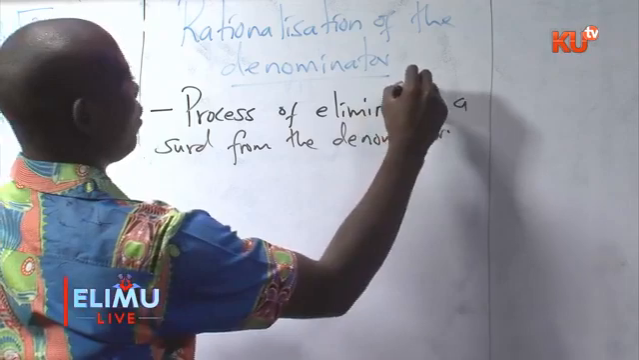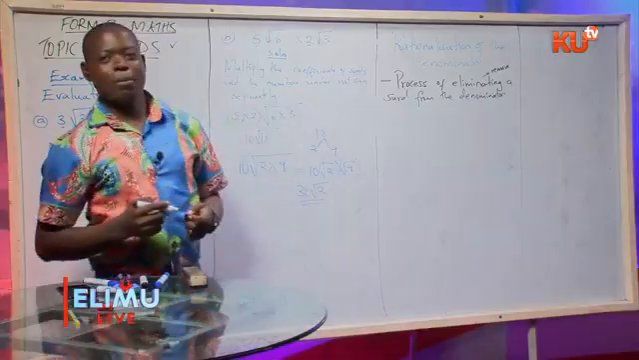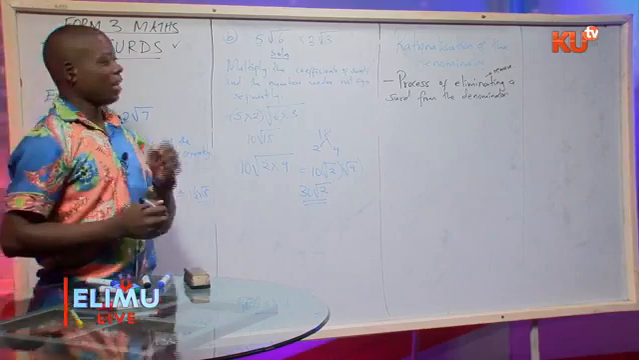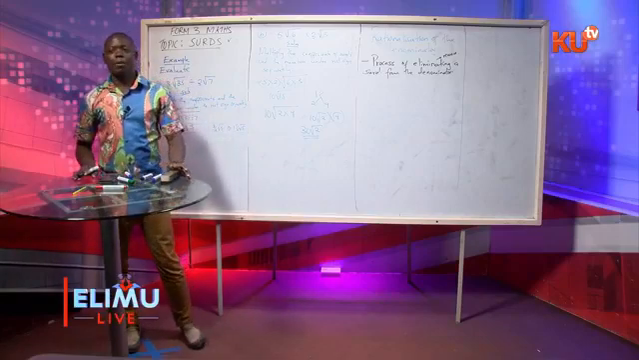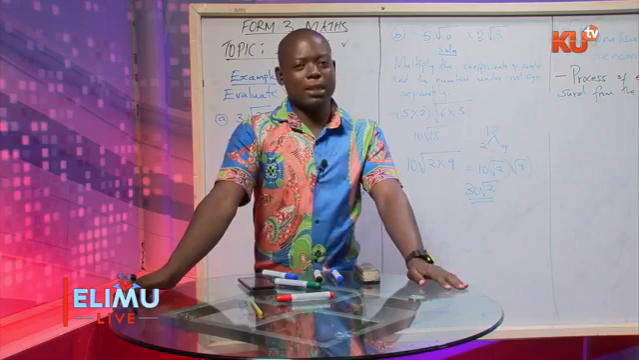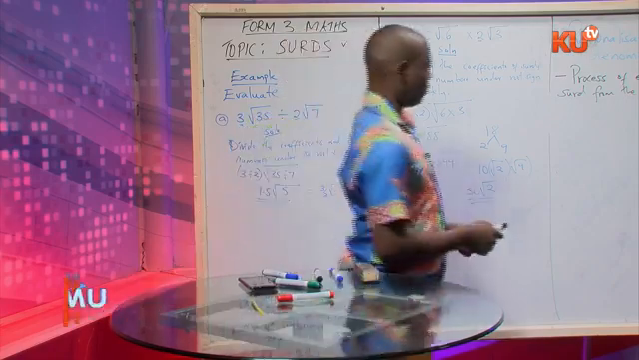To eliminate here, it's simply to remove. And we are not going just to remove it without a process. There is a process that we need to do in eliminating the surd from the denominator. And the process is very simple. First of all, you have to know what's a conjugate. We have to get the conjugate of the denominator.